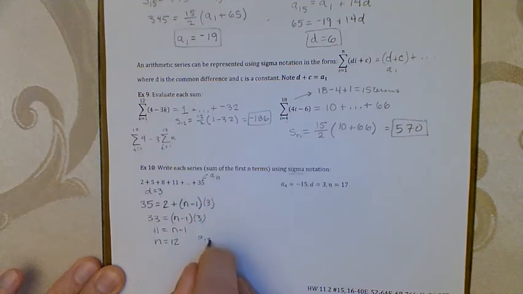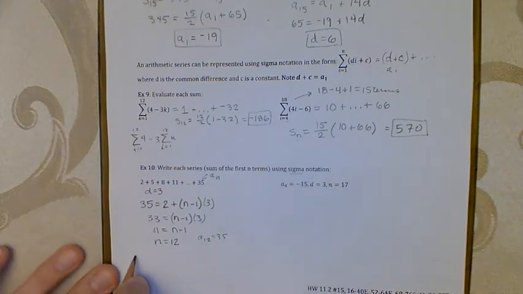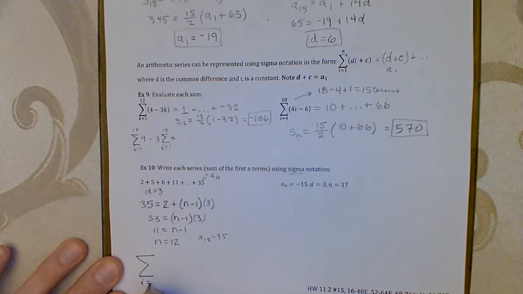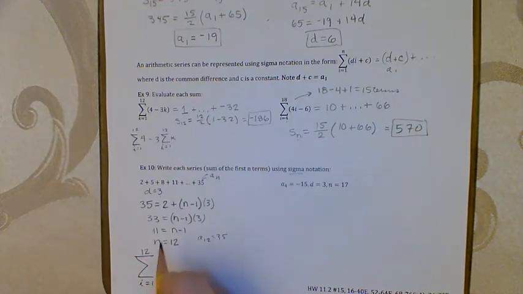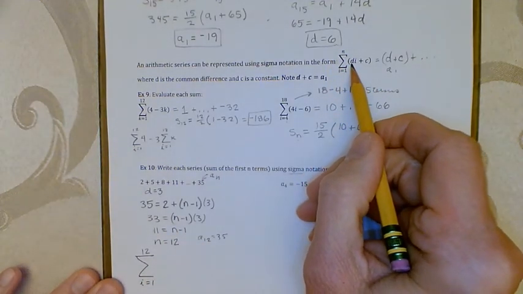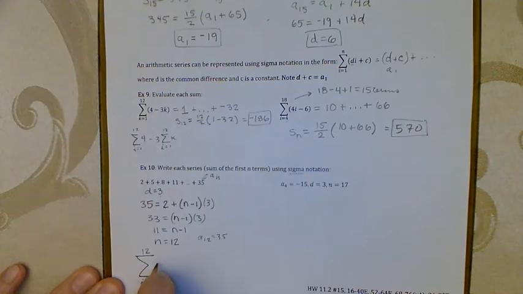So we know a sub 12 is equal to 35. Okay. So now we just got to write our sigma notation. And we start with i from 1 to 12. And then the common difference, we know if we look at this up here, right, the common difference is the coefficient of our i. And so we have 3i.